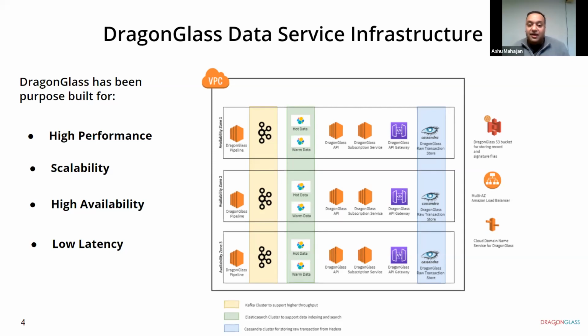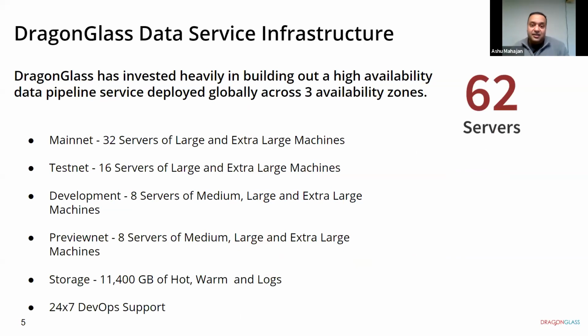Right now we have around 530 million transactions on mainnet, and from a performance perspective, the API has no delay. You can appreciate the fact that this whole infrastructure exists just to support this kind of high availability, redundancy, and performance. We are running almost 62 servers for DragonGlass, which includes 32 servers on mainnet, 16 servers on testnet, and 8 for both development and preview nets.